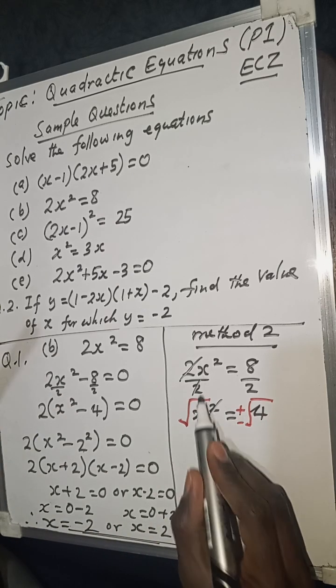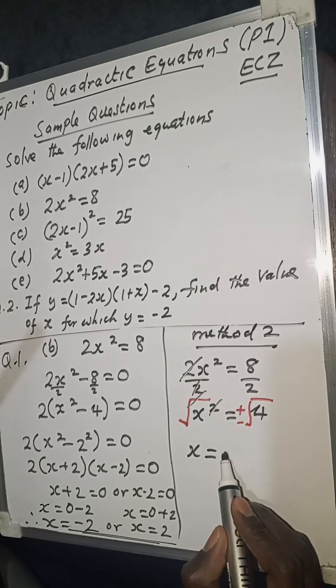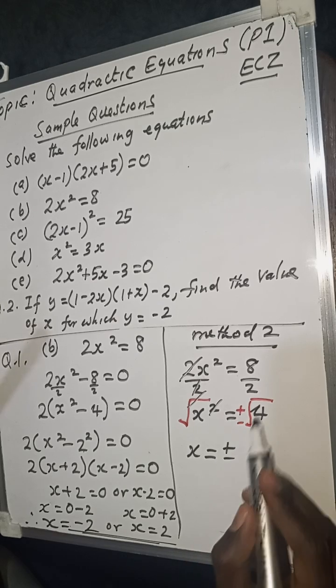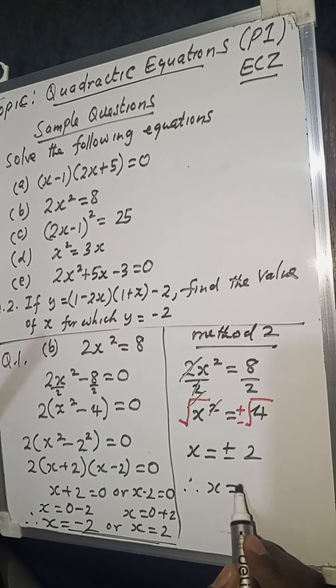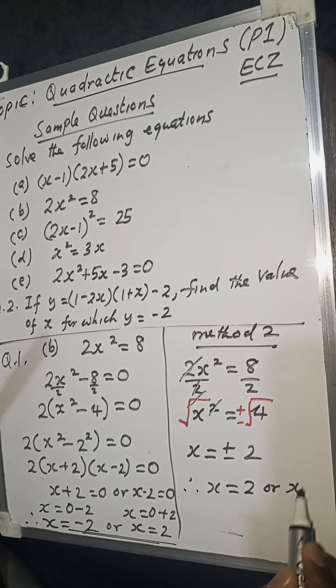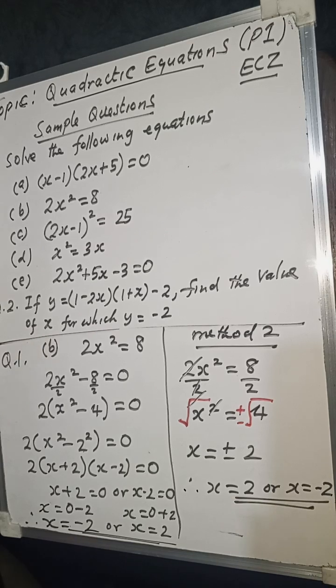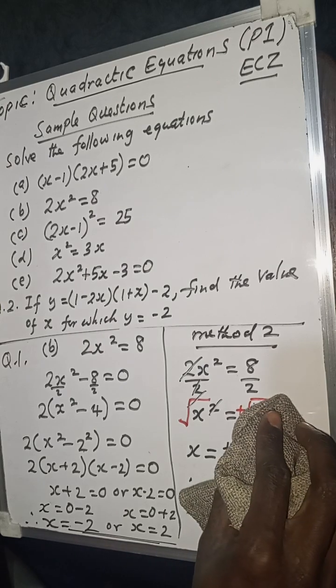So therefore, this and that will cancel. It will be x is equal to positive or negative the square root of 4, which is 2. Therefore, x can either be positive 2 or x can be negative 2. So that is the way you can go about that one. Either if you want to use this method or that method, that is up to you in the exam. Choose which one works out best for you.